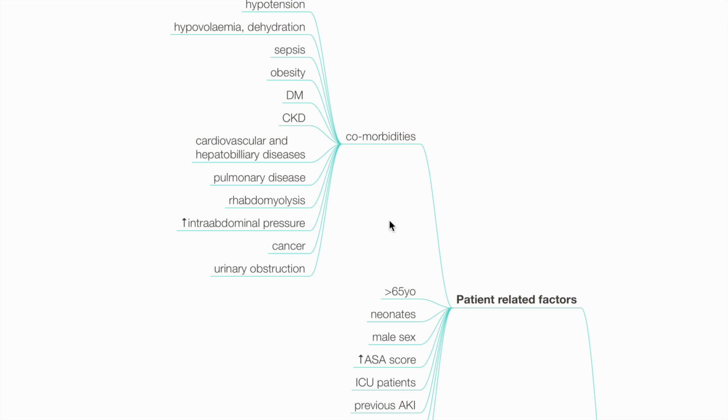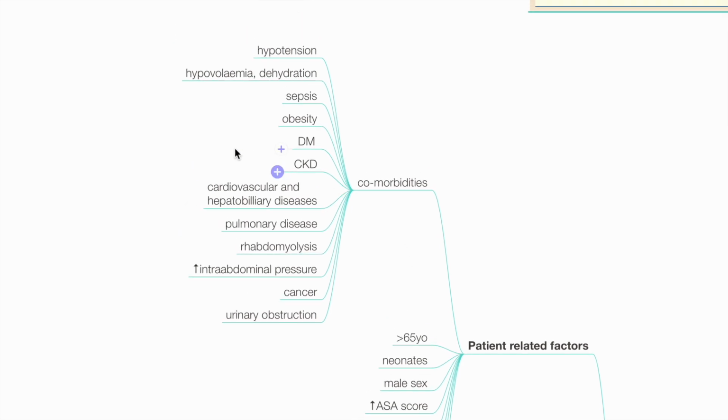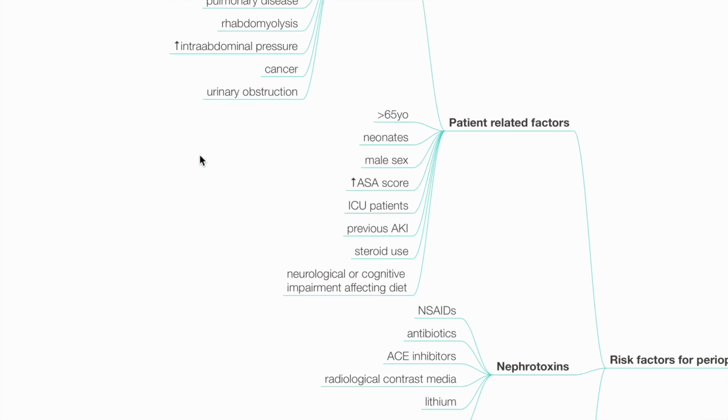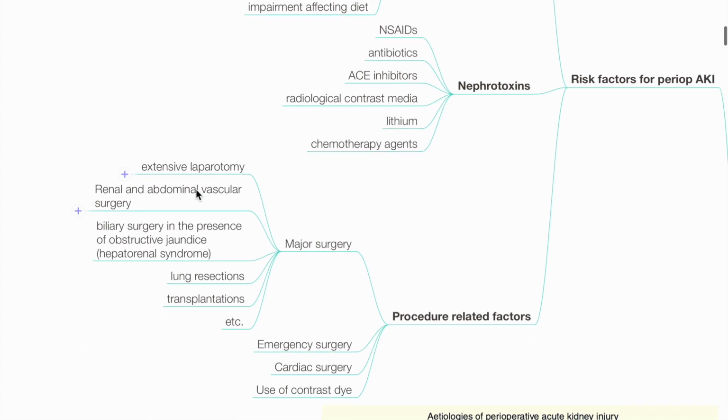Patient-related factors include comorbidities such as hypotension, hypovolemia and dehydration, sepsis, obesity, diabetes mellitus, CKD, CVS and hepatobiliary diseases, pulmonary disease, rhabdomyolysis, increased intra-abdominal pressure, cancer and urinary obstruction. Old age, neonates, male sex, increased ASA score, critically ill patients, previous AKI, steroid use, neurological or cognitive impairment affecting diet are risk factors for perioperative AKI.